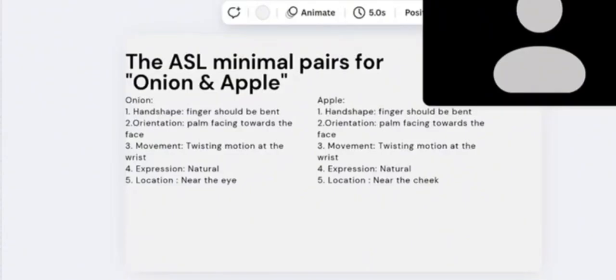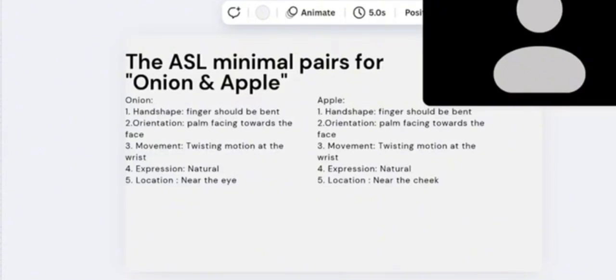For the word onion, the hand shape should be bent. The orientation, the palms should be facing towards the face. The location, the finger should be near the eye. And for the movement, there should be twisting at the wrist. And for the facial expression, the face should be as natural as possible. So onion should be signed like this.